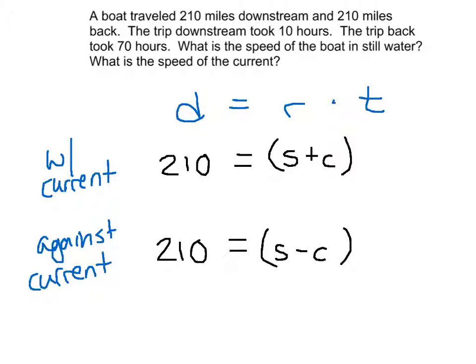The time, it tells us exactly, pretty plain and simple, what the time is. Downstream, which is with the current, it takes 10 hours. And the trip back takes 70 hours. So here we have two systems of equations, or a system of equations. And what we're going to end up doing is we're going to distribute these values and solve.